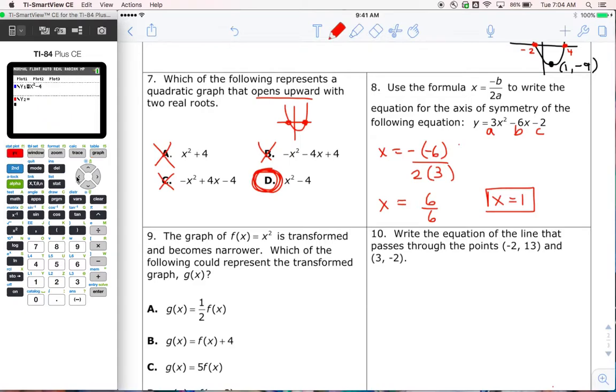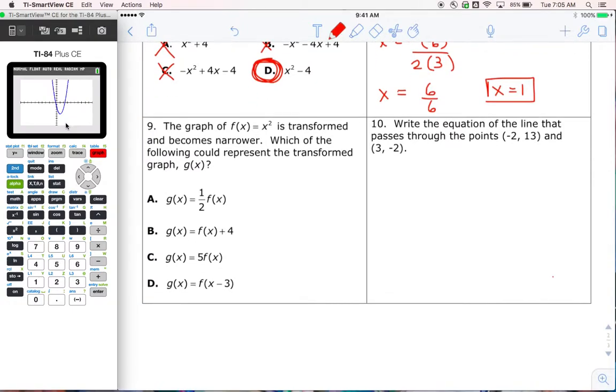And again, this is one where you can use your calculator if you know what you're looking for. If we type in the equation we were given, 3x squared minus 6x minus 2, and let's look at our graph here. My axis of symmetry is right through the middle, right through the x-coordinate of the vertex. So that makes sense, right? x equals 1, and that's what I'm seeing on the graph, so I know that I did that correctly.